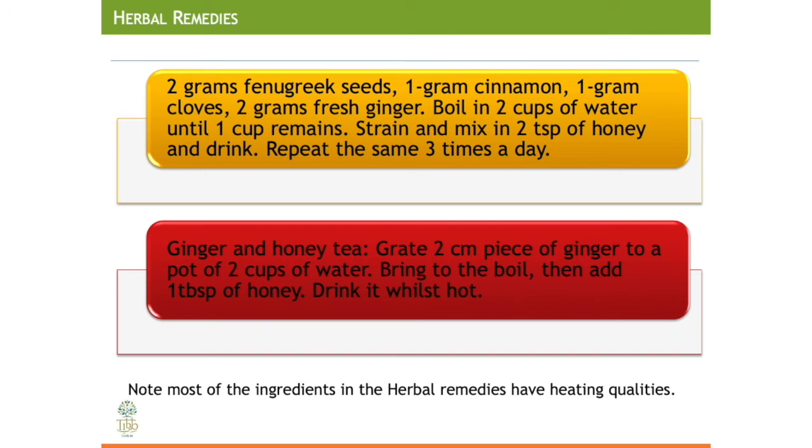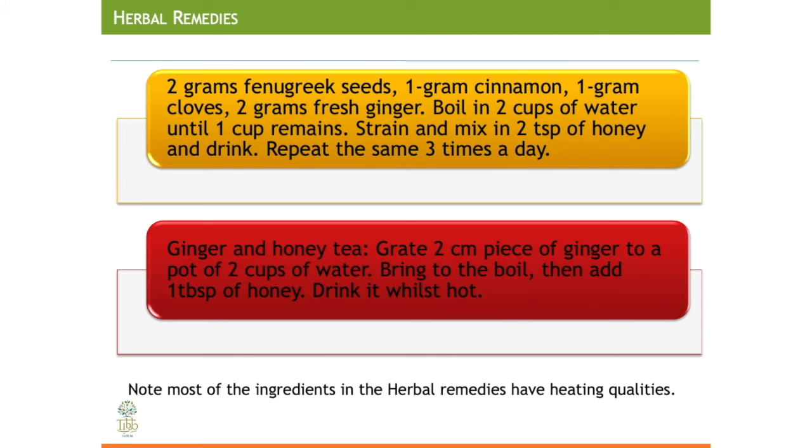And the lifestyle factor of elimination: massaging the chest and throat with a heating ointment such as Vicks or Puma Balm or Black Seed Rub to ease congestion, which will help to eliminate phlegm, which is ultimately the cause of the problem. Let's look at herbal remedies that are advised in the treatment of cold and flus. 2 grams of fenugreek seed, 1 gram of cinnamon, 1 gram cloves, 2 grams fresh ginger. Boil in 2 cups of water until 1 cup remains. Strain and mix in 2 teaspoons of honey and drink. Repeat the same 3 times a day.